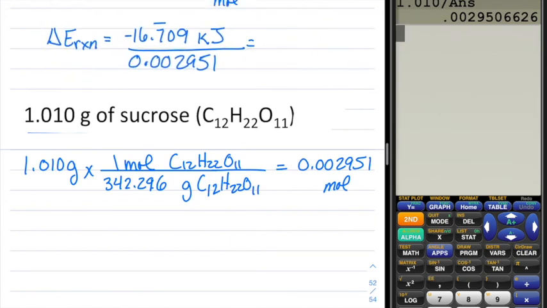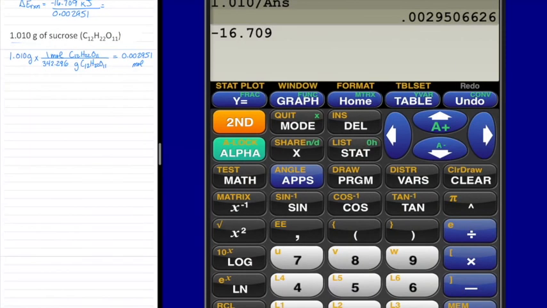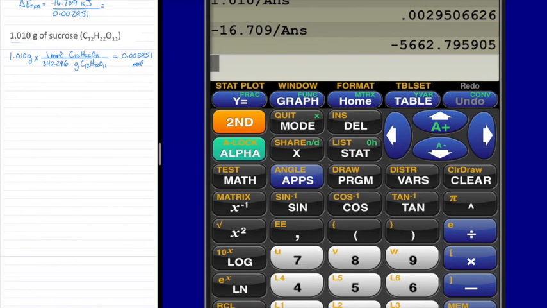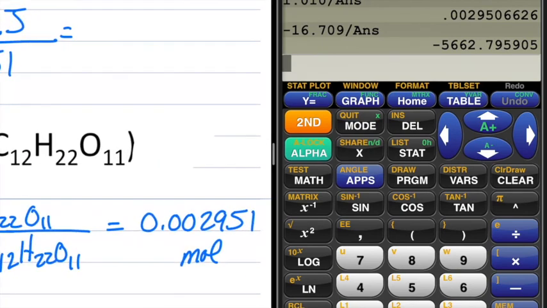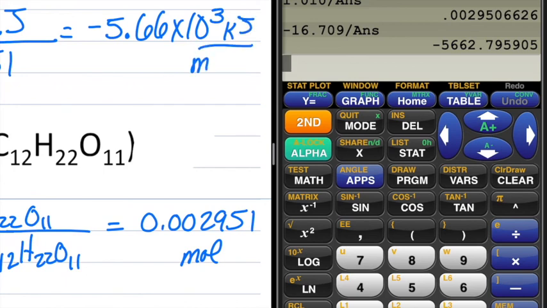So now let's calculate out our delta E of reaction. So negative 16.709 divided by our moles. And it looks like our change in energy, to 3 significant figures, is negative, say 5.66 times 10 to the 3rd kilojoules per mole.